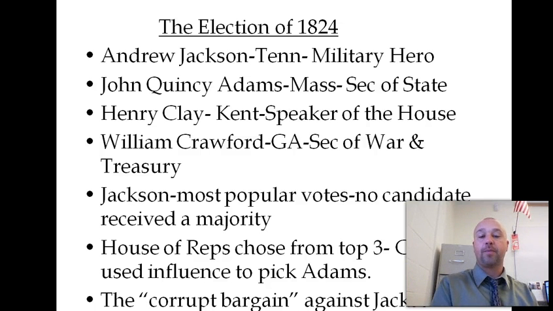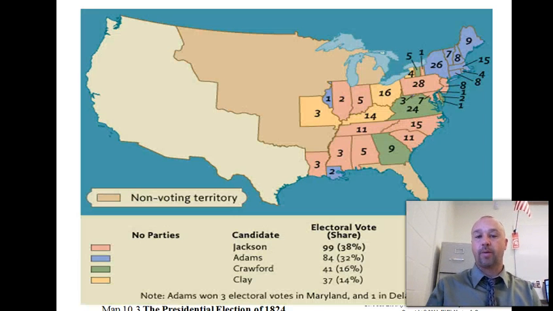Jackson received the most popular votes, but since there were 4 candidates, nobody received a majority. So, according to the Constitution, the House of Representatives gets to pick from the top 3, and Henry Clay came in 4th place. And since he had a large influence in the House of Representatives, many people believe that there was a corrupt bargain struck in which Clay helped Adams get the presidency, and then Adams gave him the top job of Secretary of State. In actuality, Clay's political views were more aligned with Adams than Jackson's, which we will be talking about.